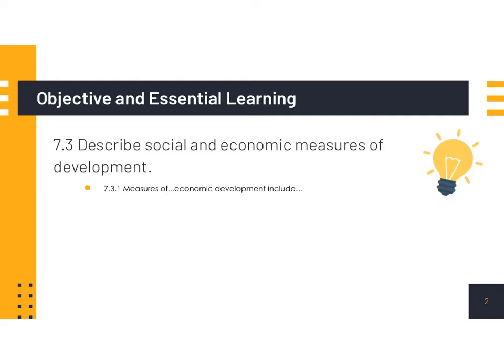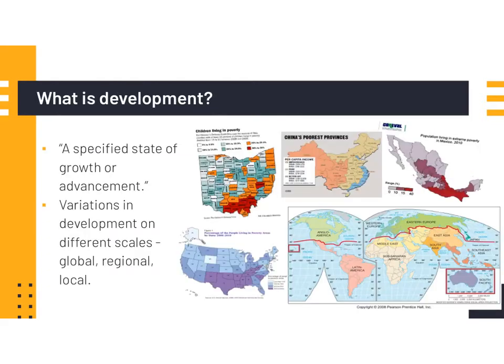So here's our objective: describe social and economic measures of development. Measures of economic development include, and then we're going to go into what they are. So we're focusing only on economic measures of development in this lesson. The social measures of development we will work on in our next lesson.